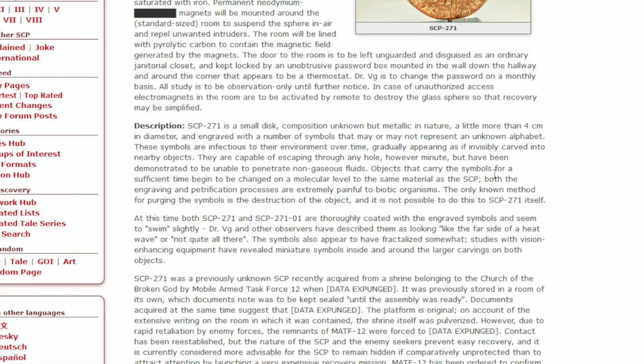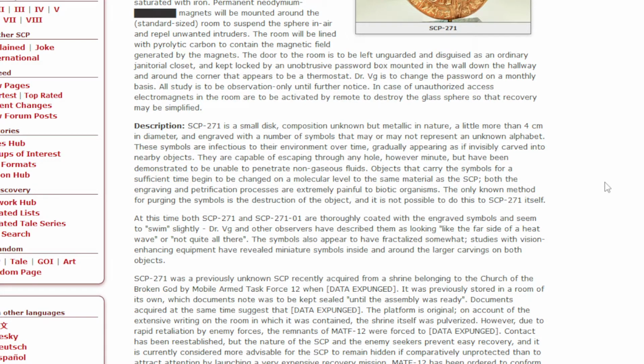SCP-271 is a small disk 4 centimeters in diameter and engraved with a number of symbols that may or may not represent an unknown alphabet. These symbols are infectious to the environment and over time gradually appear as if invisibly carved into nearby objects. They are capable of escaping through any hole, however minute, but have been demonstrated to be unable to penetrate non-gaseous fluids. Objects that carry the symbols for sufficient time begin to be changed at a molecular level to the same material as the SCP. Both engraving and petrification processes are extremely painful to biotic organisms. The only method known for purging the symbols is destruction of the object, which is not possible to do with SCP-271 itself.